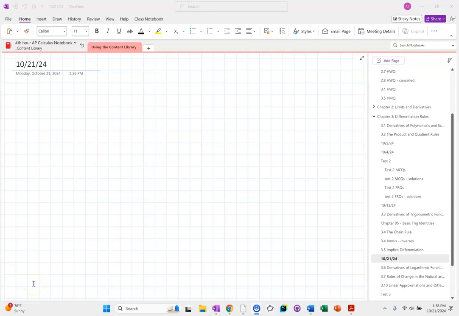Higher. If anybody has anything. Addie? 25 on section 3.4.